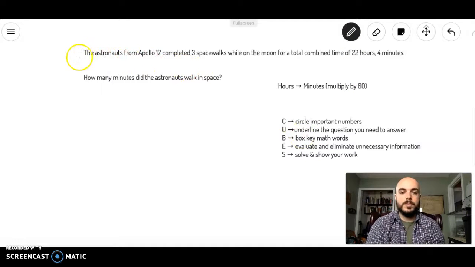So the word problem says the astronauts from Apollo 17 completed 3 spacewalks while on the moon for a total combined time of 22 hours, 4 minutes. How many minutes did the astronauts walk in space?